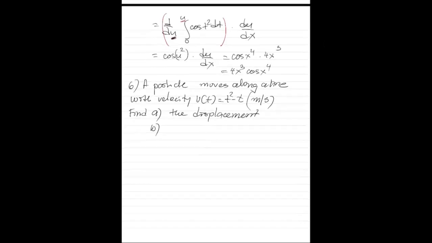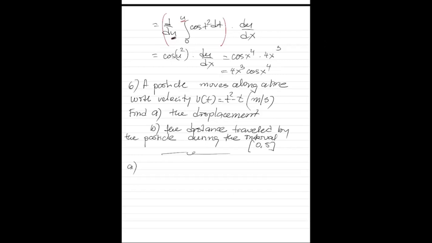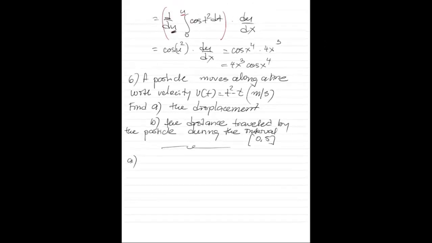Or the difference of position of the particle from the beginning to the end, and B, the distance traveled by the particle during the interval from 0 to 5. Okay, so part A, to find the displacement, we have a formula.